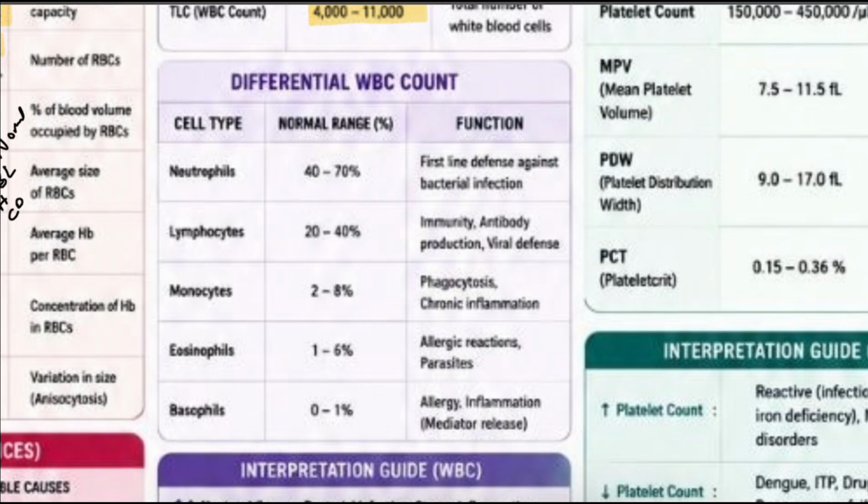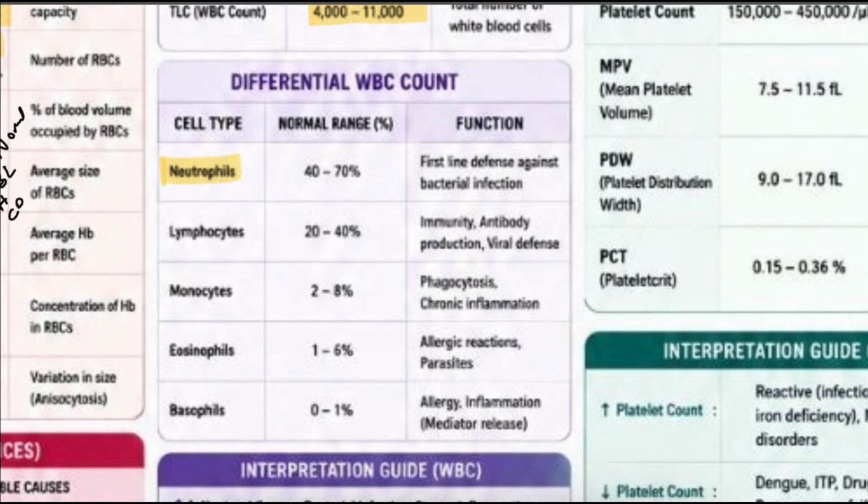This WBC count will tell us which type of WBC is elevated. So we have some different types of WBCs. The first one is neutrophils, very important. The normal value of neutrophils is 40 to 70%. The main function is that it fights against bacteria.